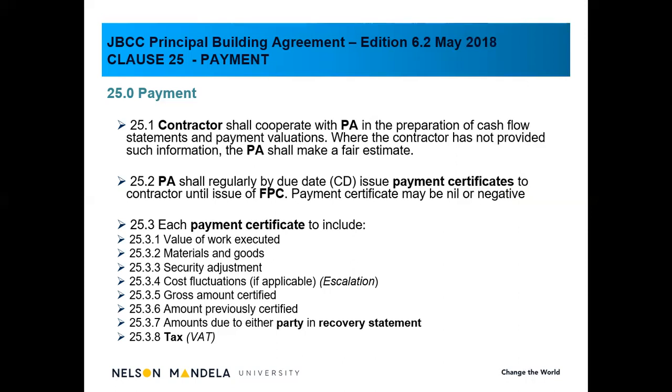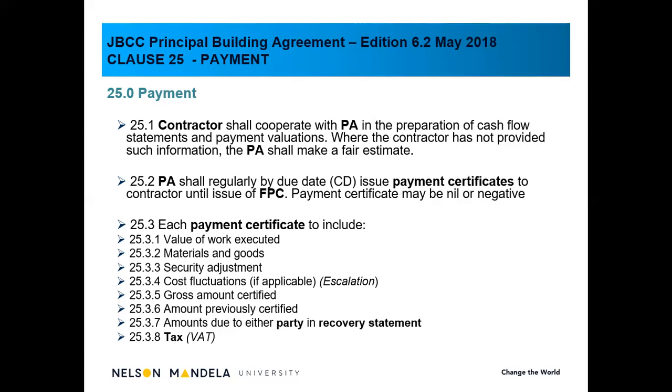So although the JBCC Principal Agreement talks about the principal agent preparing it, you as quantity surveyor are actually responsible and you're getting paid for that service. So the contractor must liaise with you as quantity surveyor in order to prepare a payment certificate. And also it states, clause 25.1, where the contractor has not provided such information, the principal agent shall make a fair and reasonable estimate.